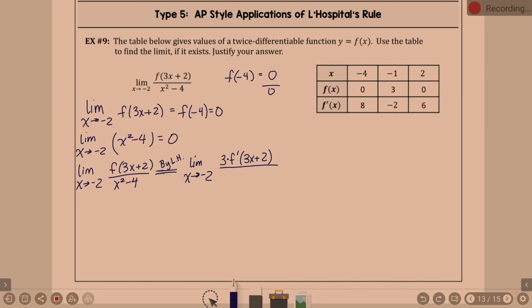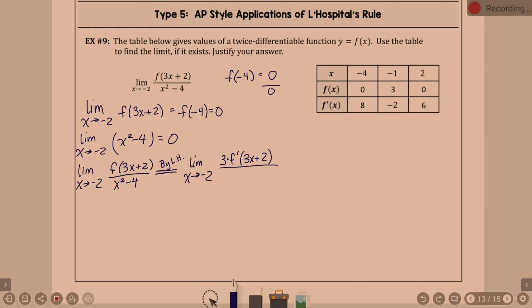Are you okay with that? I just put my 3 out front instead of putting it out back. The derivative of f of something is f prime of something times the derivative of something, so times the derivative of 3x plus 2, which is 3. Over, what's the derivative of the denominator? 2x. Okay, plug in.